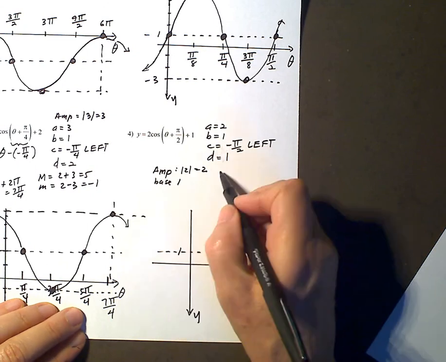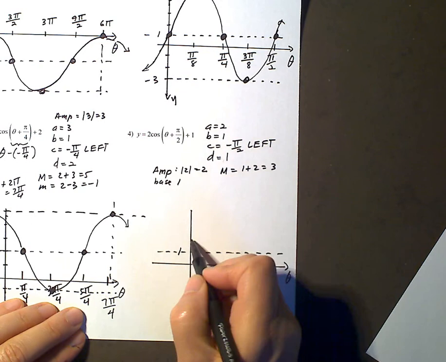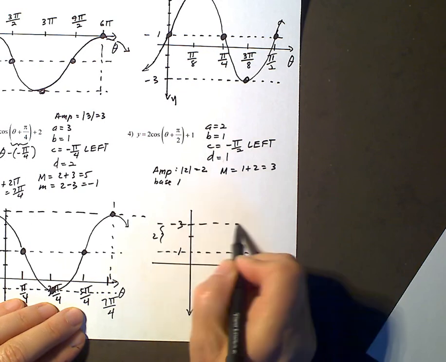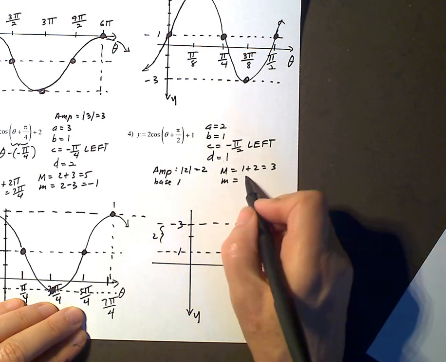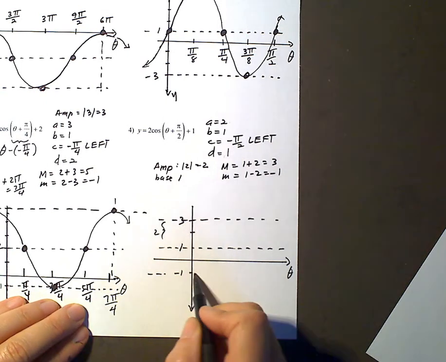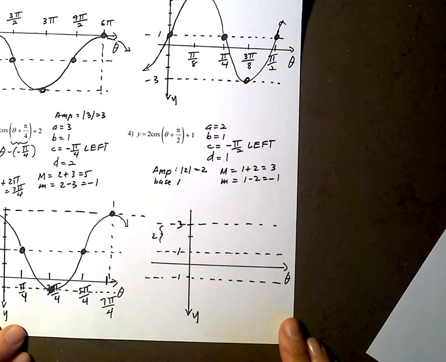So my max is at 1 plus 2, or positive 3. So I go up here by 2 to 3. That will be my max value. And my minimum value will be at 1 minus 2, or negative 1. So that's going to be down here. And again, this one is shifted to the left by pi over 2.